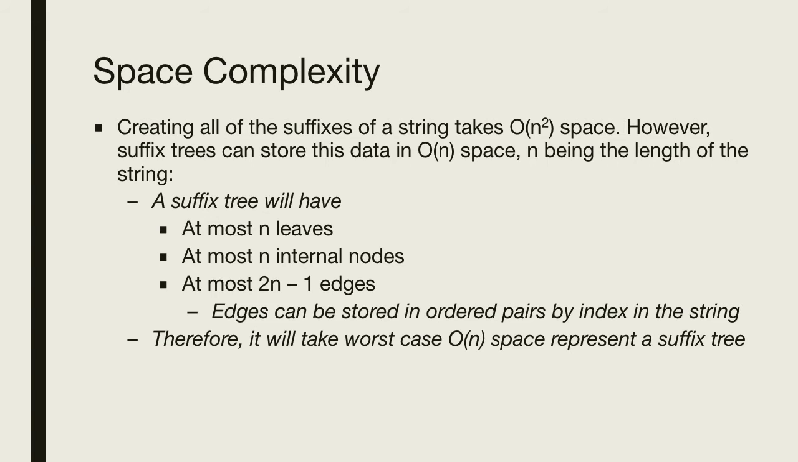The number of edges is 1 less than the number of nodes, meaning that at most there are 2n minus 1 edges. Edges can be stored as ordered pairs. The first integer in the ordered pair represents the index of the first letter of the subsequence represented by the edge. The last integer in the ordered pair represents the index of the last letter of the subsequence represented by the edge. Therefore, 2n minus 1 pairs would have to be stored to represent the edges. This is still worst case O of n, so the entire space complexity of the suffix tree is O of n.